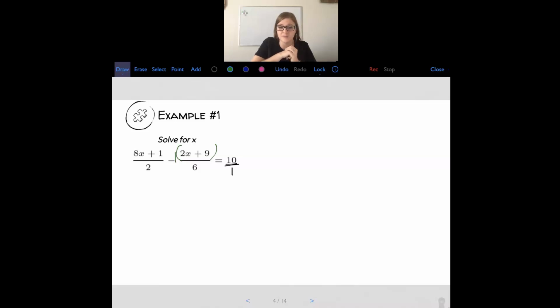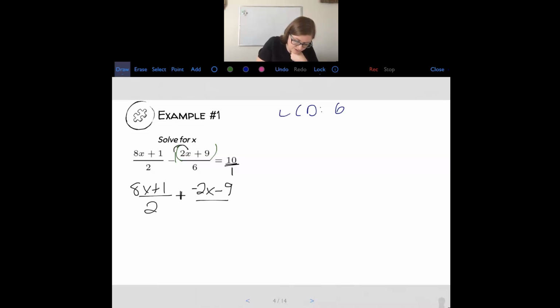So we also need to determine our least common denominator. The way I like to think of it is what number can I get 2, 6, and 1 to using multiplication. Okay, and it could be one of the numbers already. So I can get 2 to 6 by multiplying by 3. I can get 1 to 6 by multiplying by 6. So our least common denominator is 6. So I'm going to rewrite the problem because we put 10 over 1, and then we also are dealing with the negative. So this problem becomes 8x plus 1 divided by 2, plus negative 2x minus 9 because the negative distributes, divided by 6 equals 10 over 1.